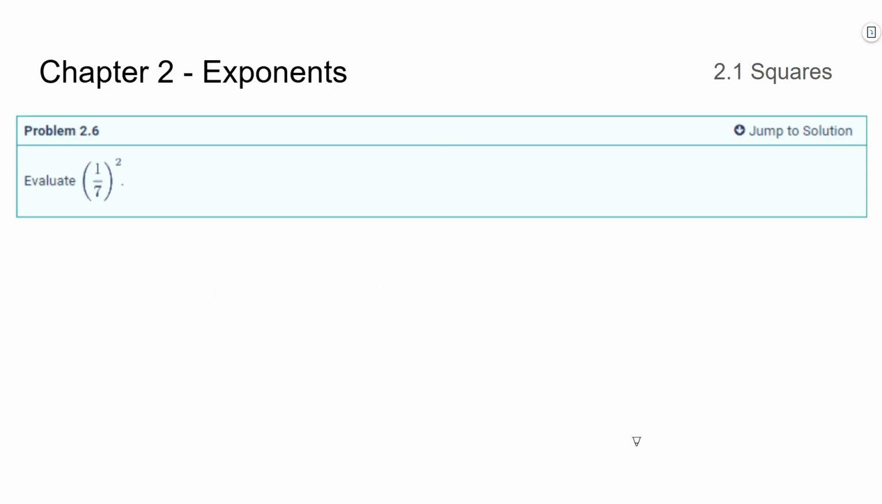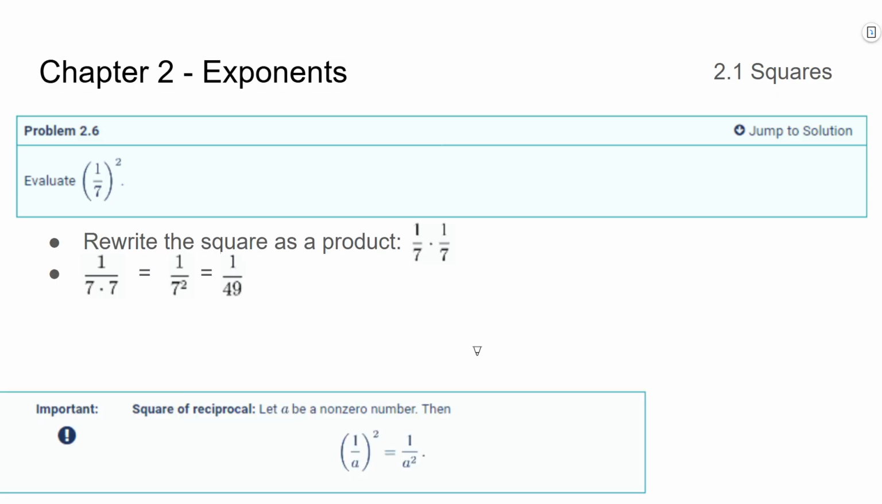All right, now let's try this with fractions. So evaluate 1/7 squared. It's also a reciprocal. Once again, we're going to rewrite this as a product. So that's going to be 1/7 times 1/7. And you can combine this in one fraction here. So 1 over 7 times 7, and that's going to be equal to 1/7 squared, which is going to be 1/49.